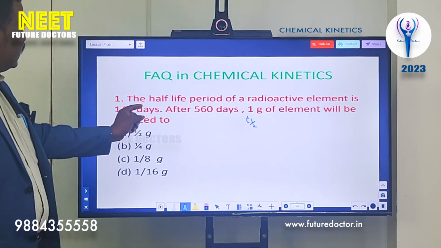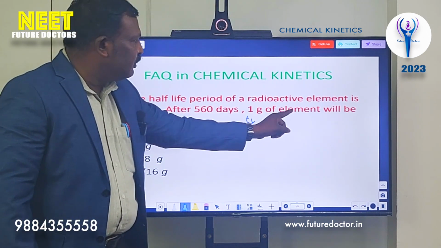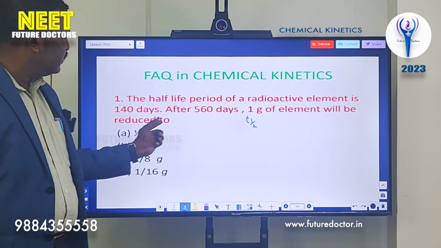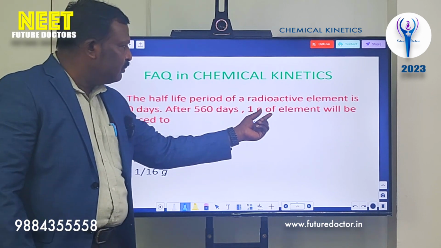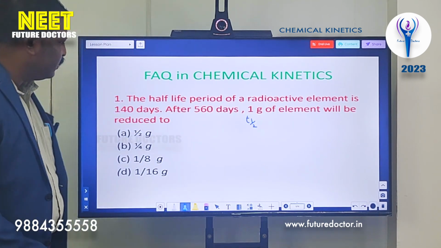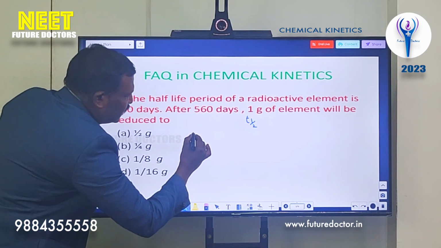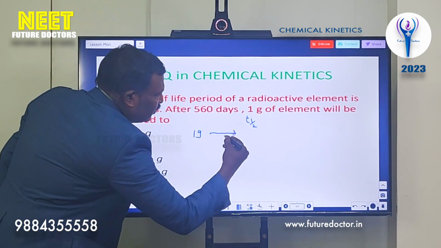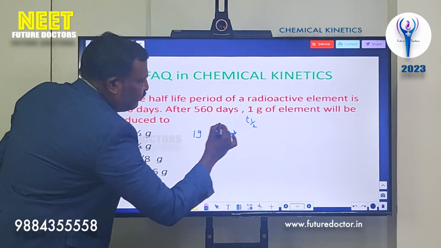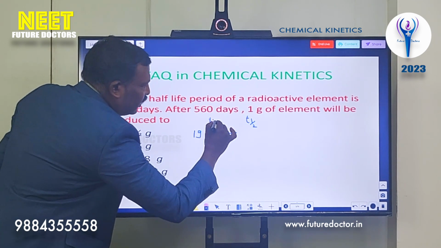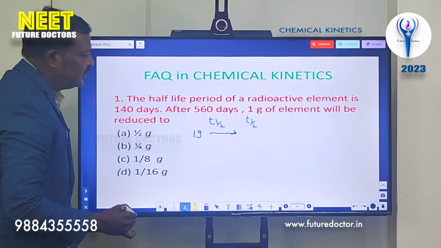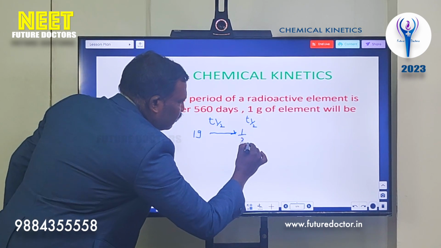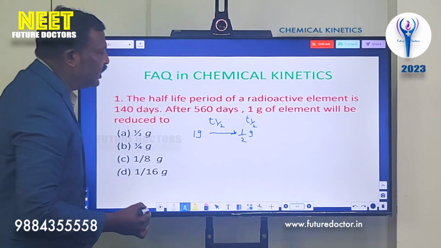Now see, they have given 1 gram of the element, and after 560 days, what happened to 1 gram of the element? That's the question. Suppose you have 1 gram. What's the symbol for the half-life period? T half. So 1 gram becomes what? 1/2 gram. That time duration is called the half-life period.